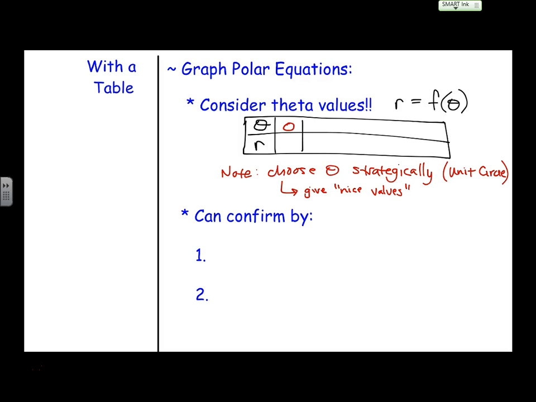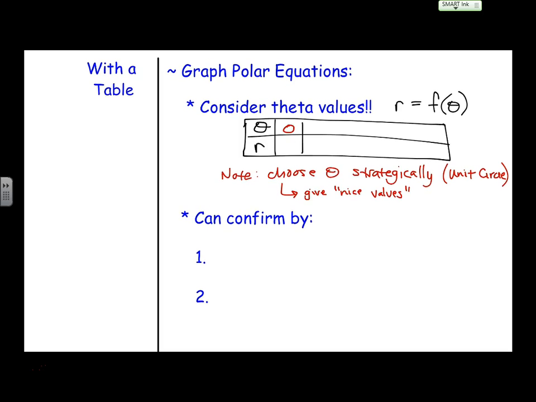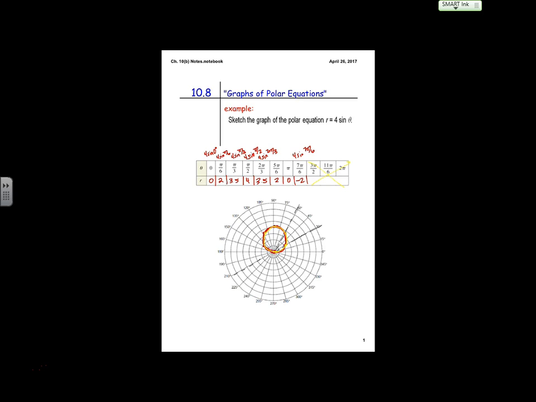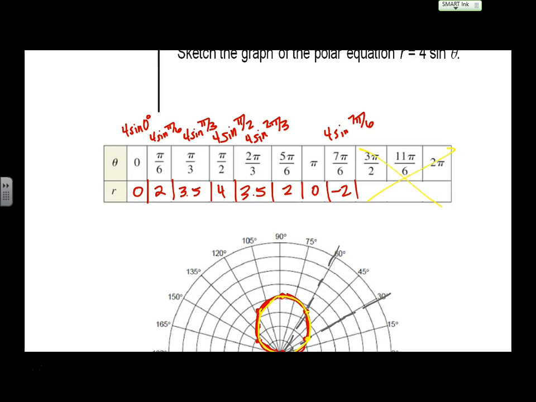You guys remember yesterday when we went ahead and were solving? Some of the values were not so nice. Like, why was pi over 3 not a nice angle when we were doing this? Do you remember what happened? Yeah, I got square root of 3 over 2. That's not nice. Like, what is that? Well, we finally figured out that square root of 3 over 2 is like 0.8.